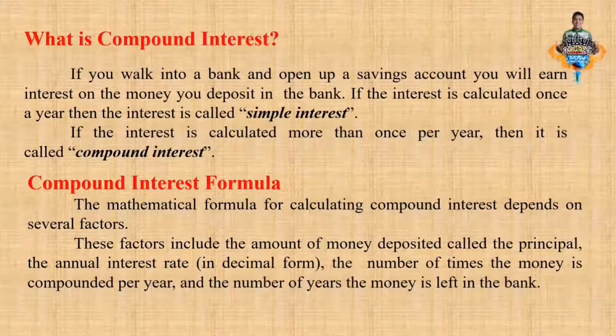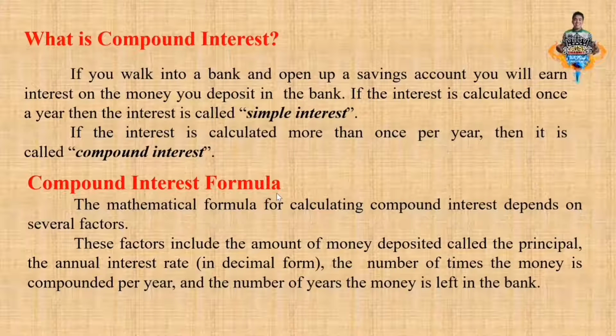What is compound interest? If you walk into a bank and open a savings account, you will earn interest on the money you deposit in the bank. Meaning to say, if the interest is calculated once a year, we call it simple interest. Otherwise, if the interest is calculated more than once per year, then it is called compound interest. So it could be bi-monthly, monthly, semi-annually, or quarterly.